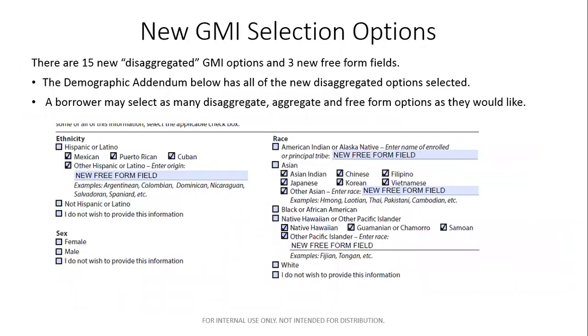The new government monitoring information selection options. There are 15 new disaggregate government monitoring information options and 3 new free-form fields, as already mentioned. This is just a closer look at what they actually look like. Right now, we're used to the aggregate fields such as Hispanic or Latino, or a race, American Indian or Alaskan Native. It doesn't get into the disaggregate information until you look at, for instance, Asian. We now have Asian Indian, we have Chinese, Filipino, Japanese, Korean. The disaggregate just gets a little more detailed regarding the race and ethnicity of our borrowers.